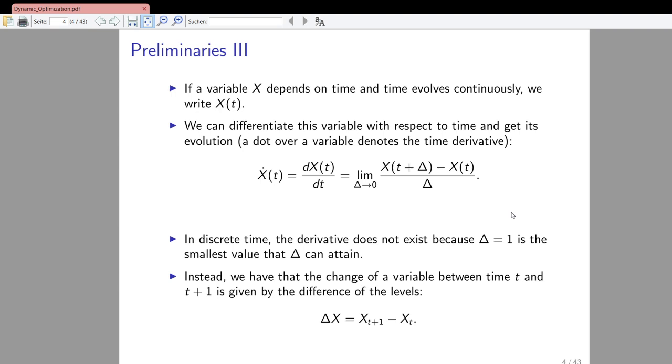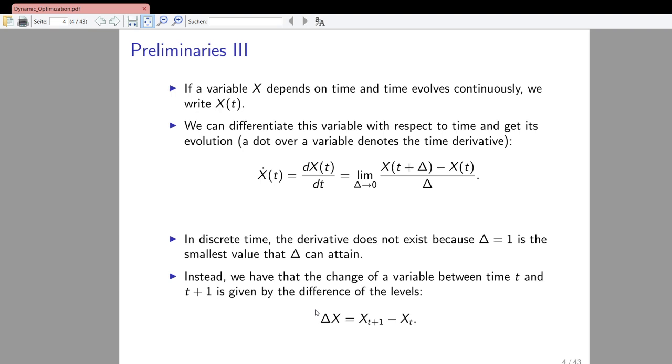Now, in continuous time, we can make delta arbitrarily small, and in the limit, we basically arrive at the change of the variable at the particular moment t in time. In discrete time, however, delta cannot be made arbitrarily small, because for any delta that is different from 0, the lowest value is 1 that we could get.